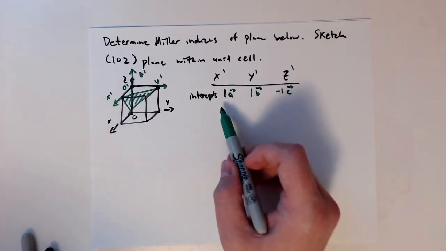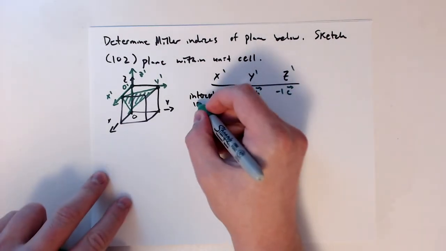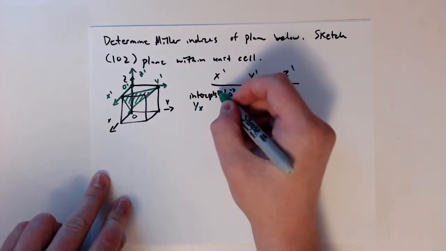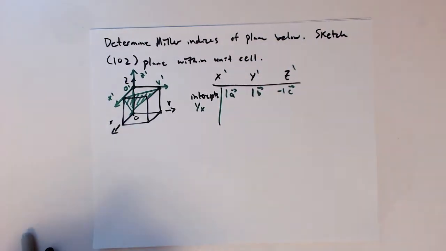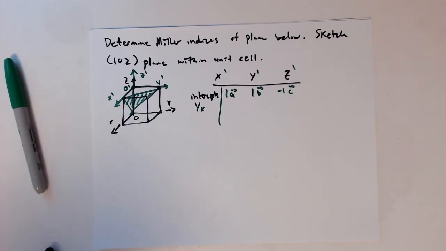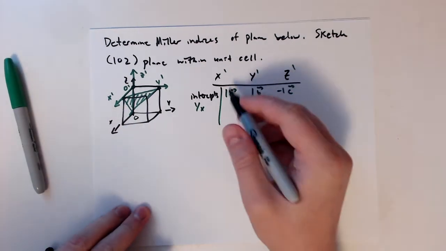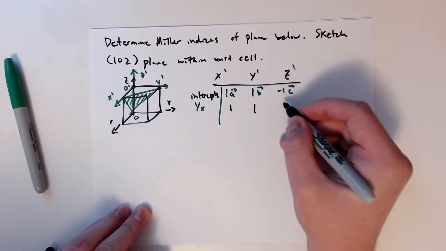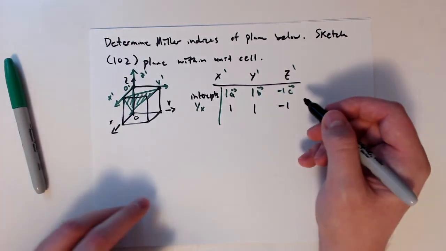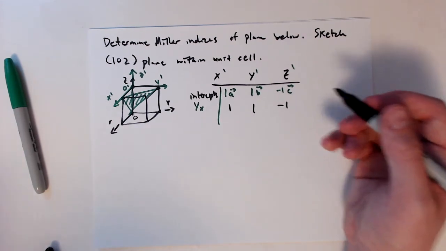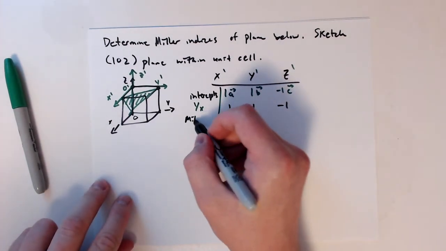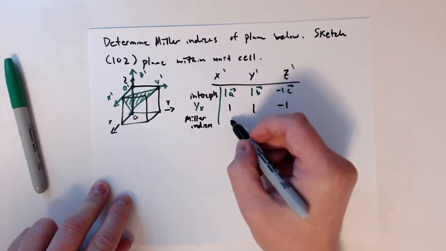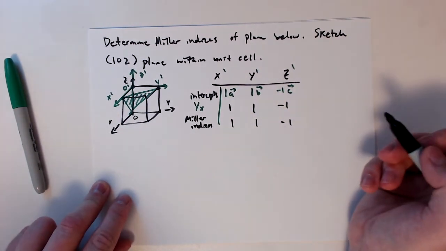So I've got my intercepts here, and then you remember that the second part was the reciprocals, so 1 over the numbers for the second part. Let me switch back color. So 1 over 1 gives me 1. 1 over 1, again, gives me 1. 1 over -1 is -1, right? So the reciprocals didn't really give us much there, but those are what the Miller indices are. Essentially the Miller indices are the same here: 1, 1, -1.